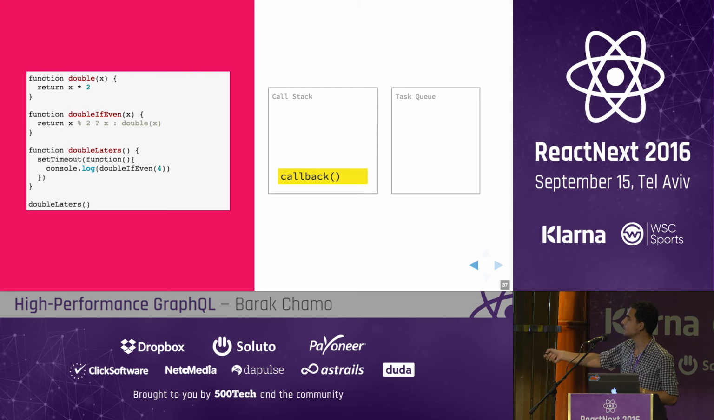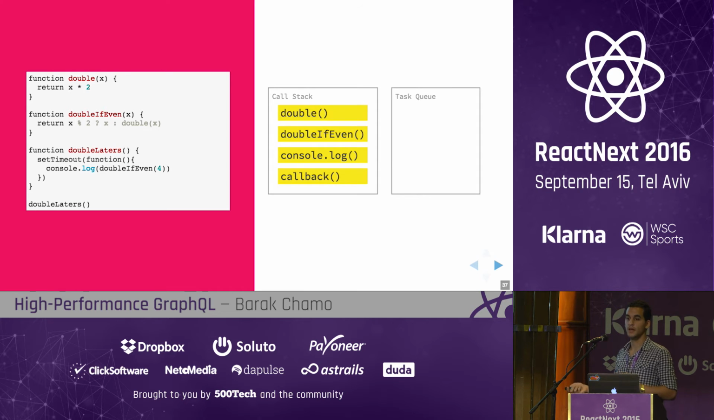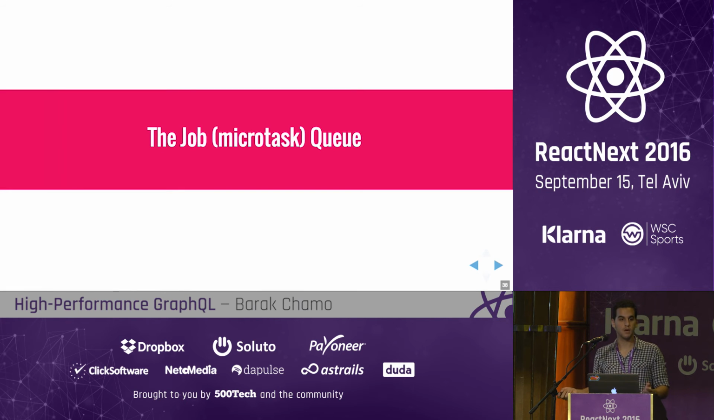Callback, which is this anonymous function, and then console log, and then double if even, and then double, and then it clears. And this is how the base of the JavaScript event loop, the base of the JavaScript asynchronous model, is implemented with this task queue. We can put calls or callbacks for later execution, and they will wait in the task queue until further notice.